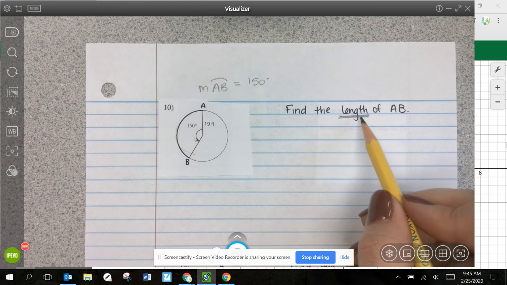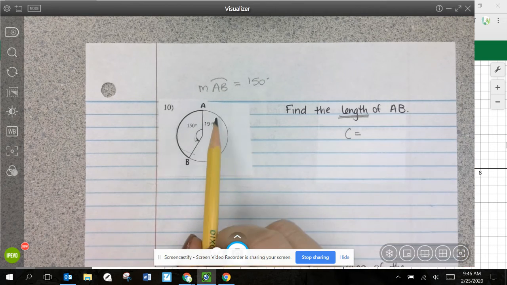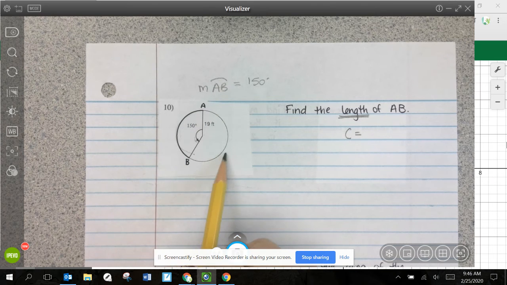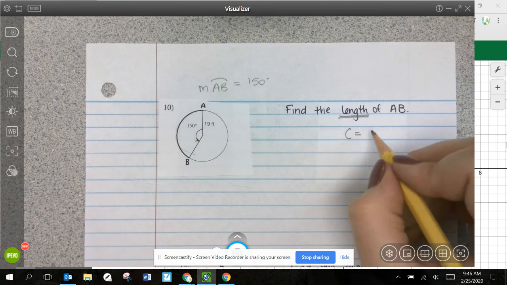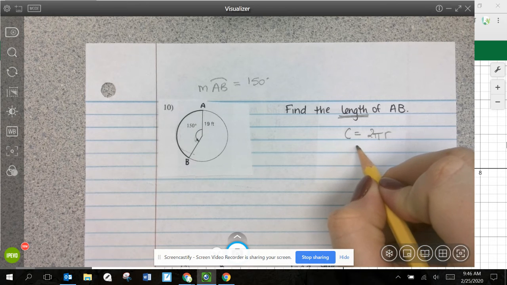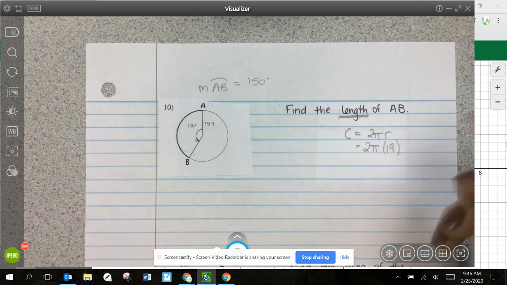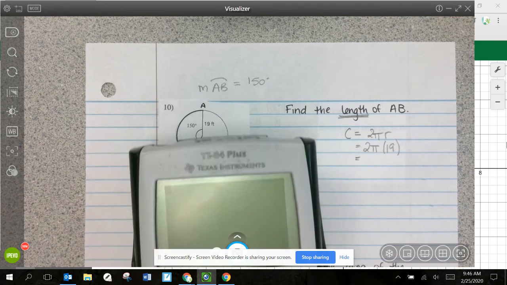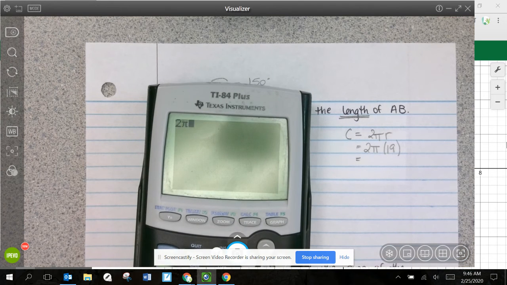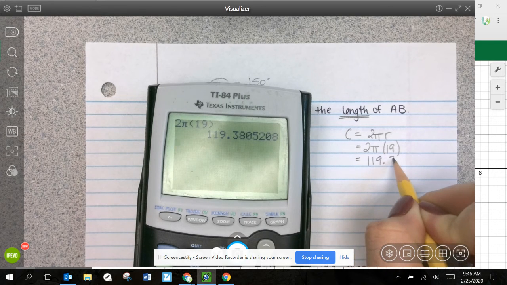If I'm looking for length, the part of the circle I need to have information about is the circumference. The circumference talks about the outside perimeter of this circle. I need to know the length of this circle. So I'm going to start with my circumference formula, 2 pi r, and let's just find circumference. 2 pi times my radius, which is 19, which would give me, if I plug it in my calculator, 2 pi times 19 gives me 119.38.